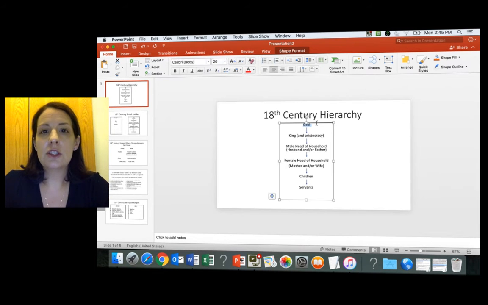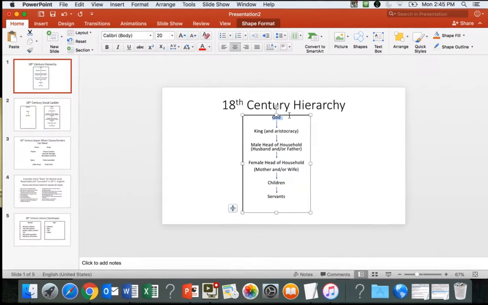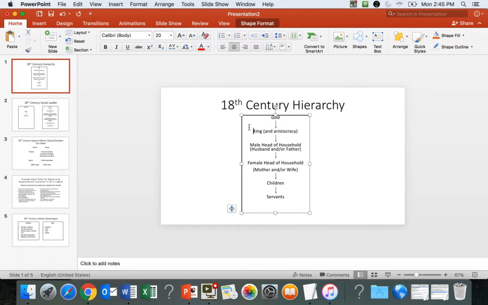So this social ladder starts with God as its head. The next person down is the king and members of the aristocracy. So the king is not answerable to anyone else, but he is answerable to God. Next down the list is the male head of household. So that might be a husband and or a father. That person is answerable to the king and to the laws of the land and to God, but not to the female members of his household, nor to his own children, nor to his servants.